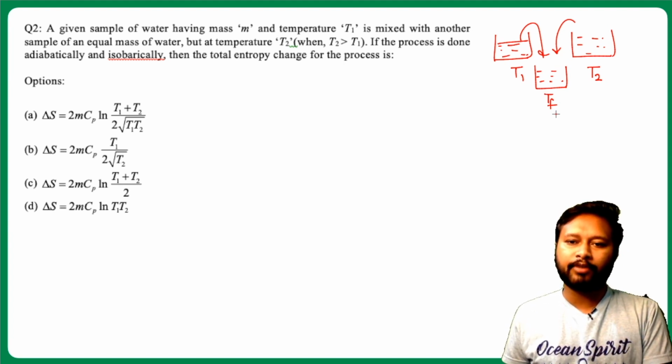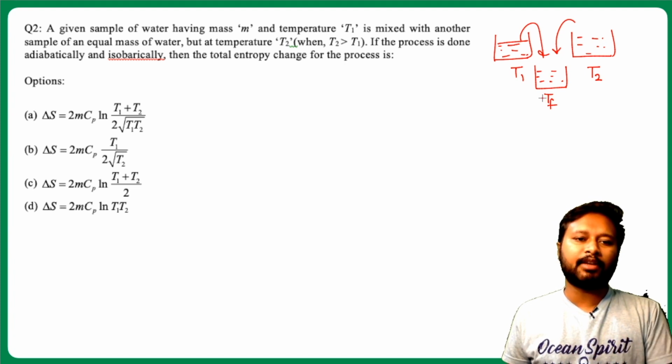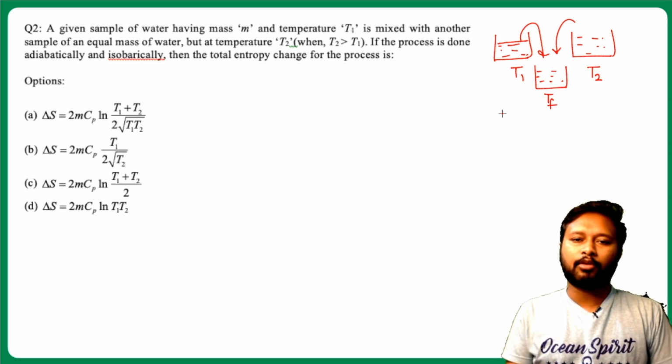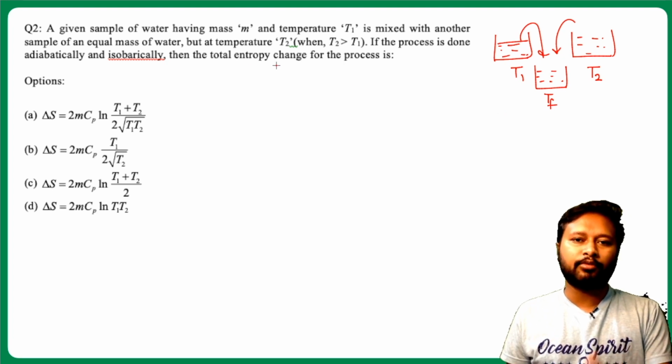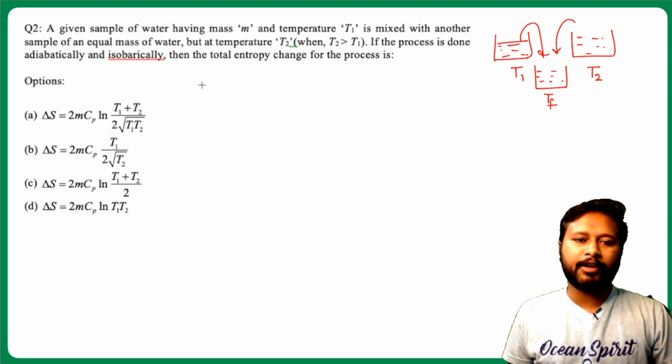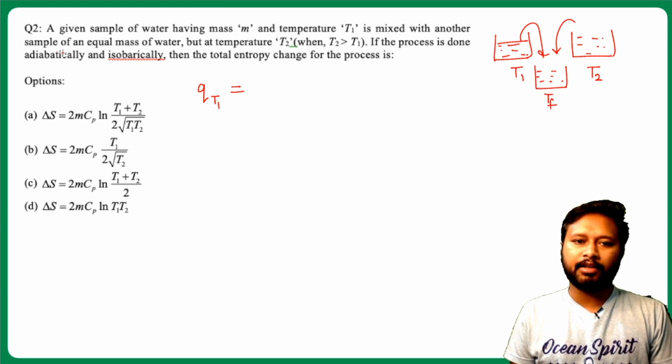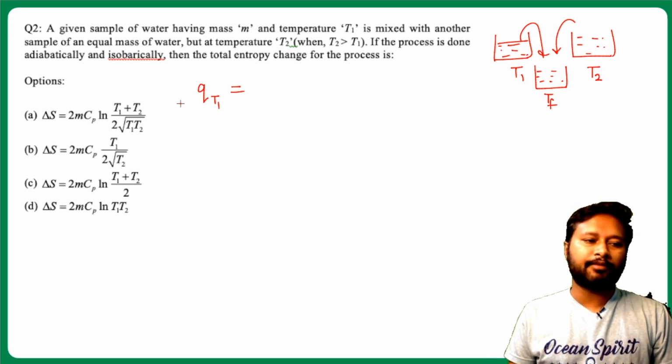So we need to find out first of all the value of Tf, and then we can apply it to calculate the formula for the entropy. Okay, so we'll try to do it in that way. So let's first of all try to find out what is the heat which is given to the system at some temperature T1. Now since both the steps are being done adiabatically and isobarically, the pressure is the same and the process is adiabatic. So we'll try to apply the condition for the adiabatic process.